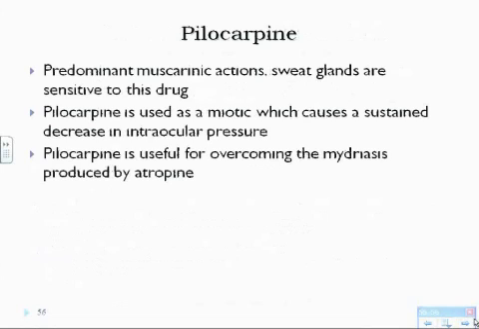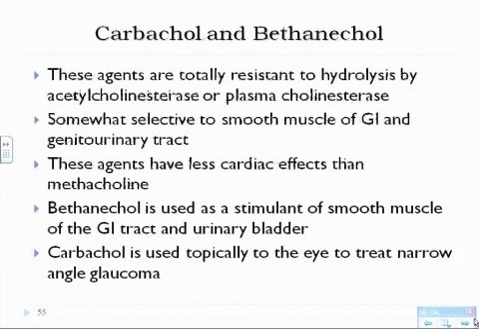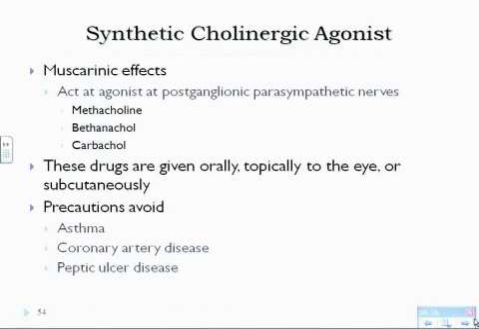Okay? Pilocarpine has predominant muscarinic effects. Sweat glands seem to be sensitive to this drug, and it's a miotic, which causes sustained decrease in intraocular pressure. So again, that's where it's used as well. So these are agents that are used more for eye stuff. So you're never going to use this in your clinical practice, so I wouldn't worry about memorizing too much. I'm mostly not going to ask any questions on these agents at all, because I think they're just not something you have to know. Okay? But the book included it, so I just threw it in.